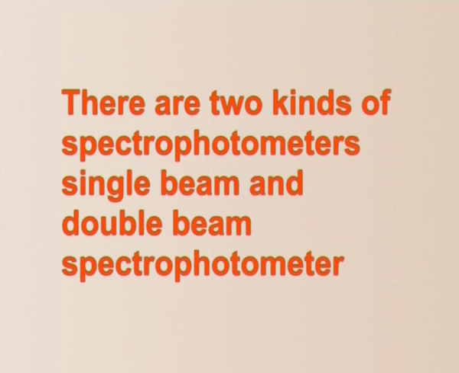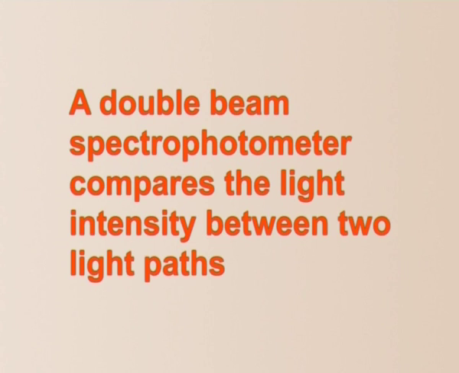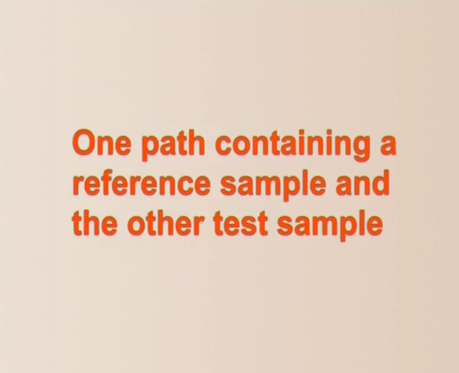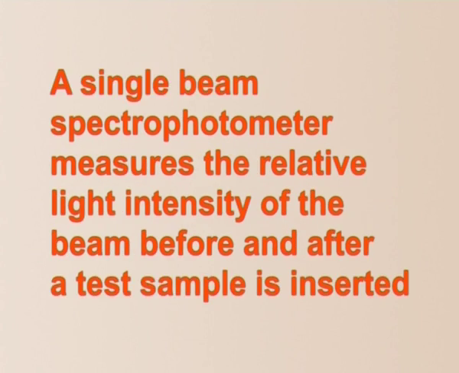There are two kinds of spectrophotometers, single beam and double beam. A double beam spectrophotometer compares the light intensity between two light paths, one path containing a reference sample and the other a test sample. A single beam spectrophotometer measures the relative light intensity of the beam before and after a test sample is inserted. A double beam machine makes comparison readings easier and more stable, but a single beam machine can measure a wider range of light frequencies, has a simple optical system and is more compact.